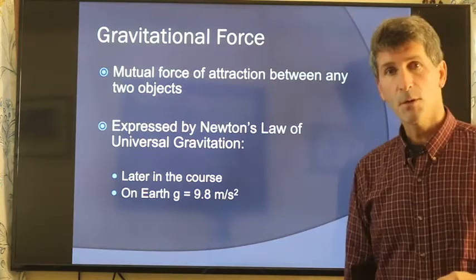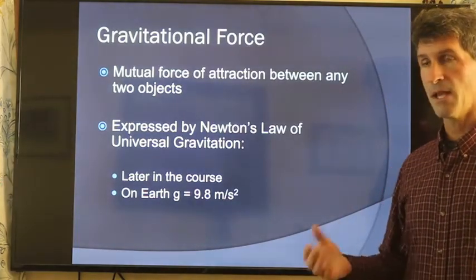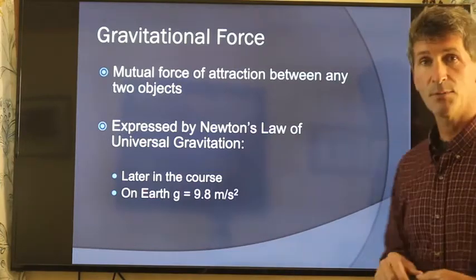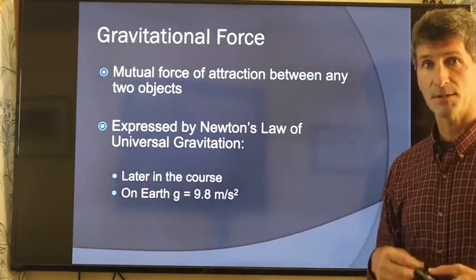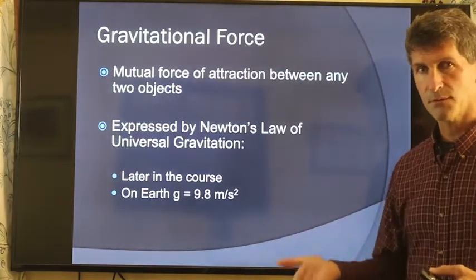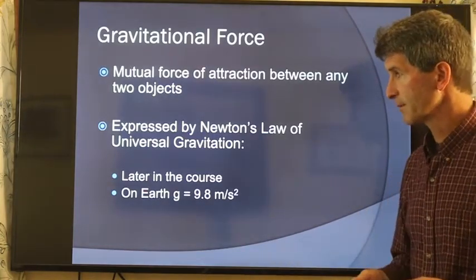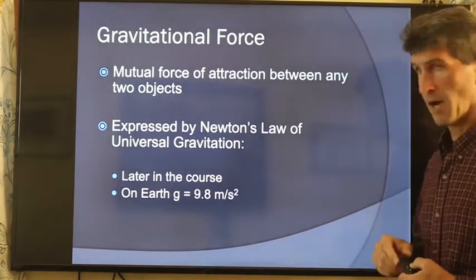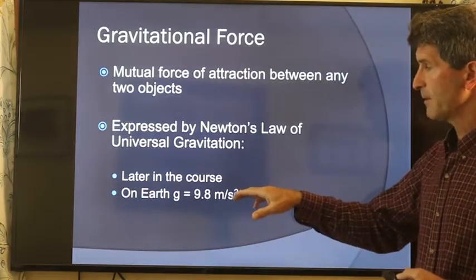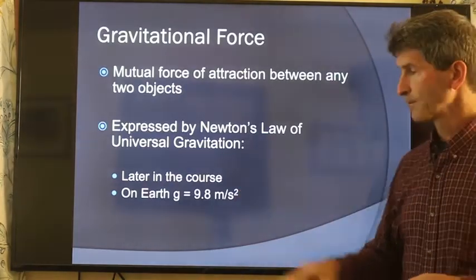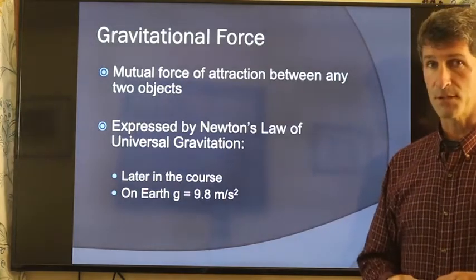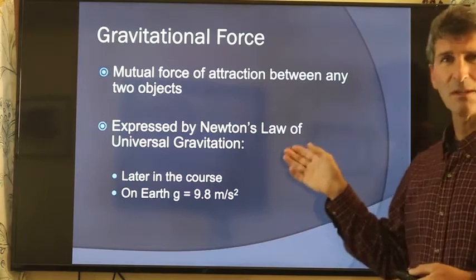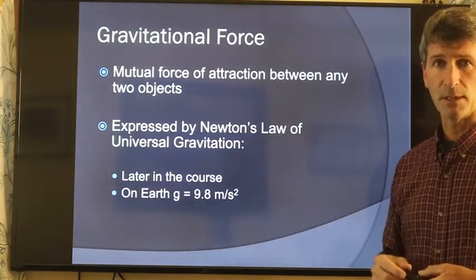Now, forces are basically any push or pull on an object. A gravitational force would be attraction between any two objects due to their mass. We have gravitational forces, electric forces, magnetic forces. Later on, we'll look a little bit more at Newton's universal law of gravity. But for now, the acceleration due to gravity on the surface of the Earth is 9.8 meters per second squared. Something has to be really, really massive to produce a gravitational field that we can feel.